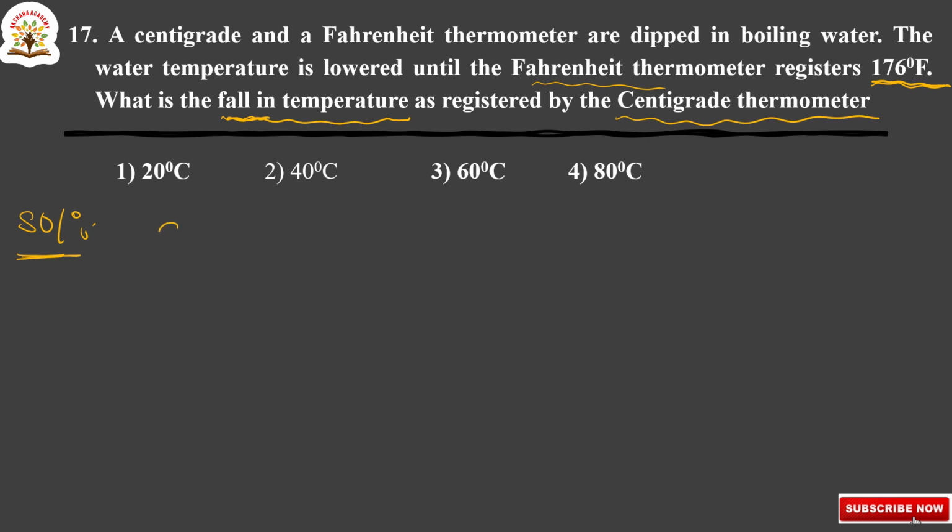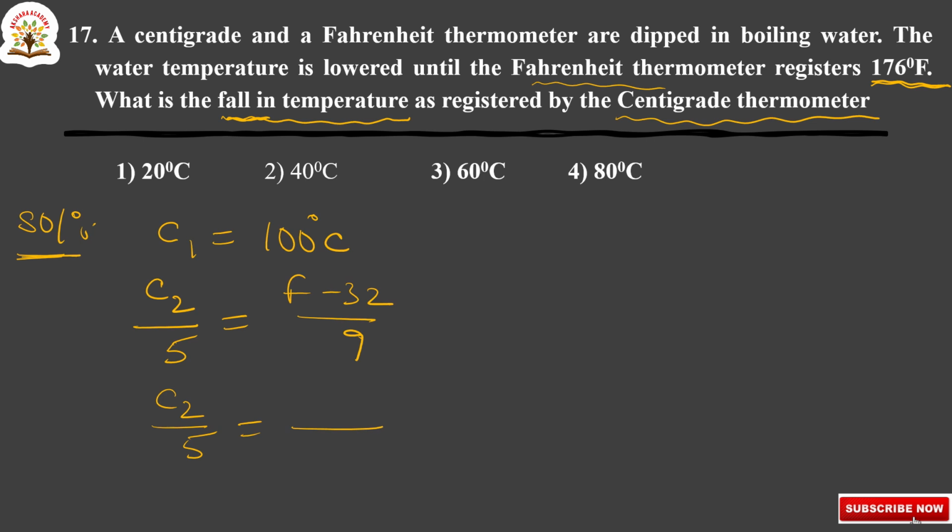Here C1 is equal to 100 degree centigrade, and now the relation between Celsius and Fahrenheit, for our convenience we are writing this as C2, is C2 by 5 is equal to F minus 32 by 9. F is given as 176 degree Fahrenheit. So now substituting in the place of F, 176 degree Fahrenheit minus 32 by 9.